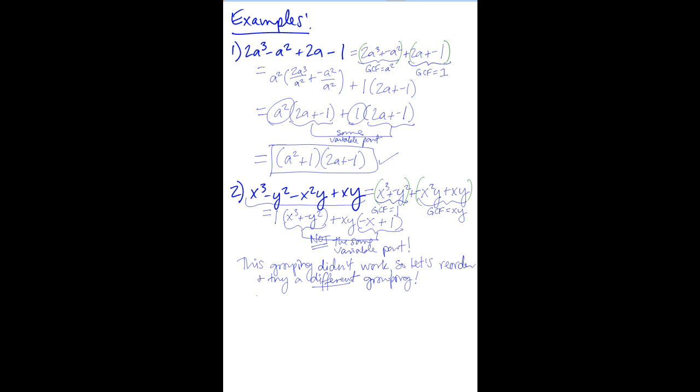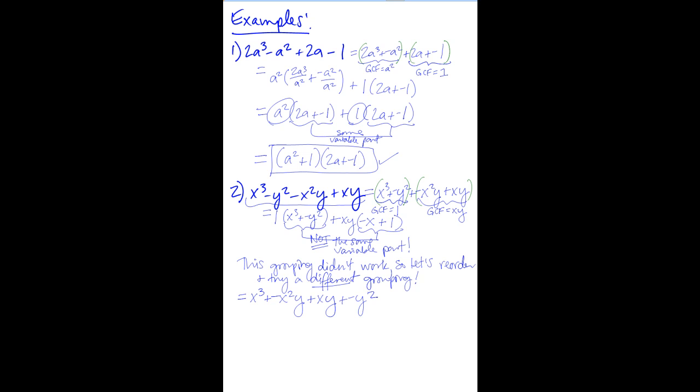Let's write it as x cubed plus negative x squared y plus xy plus negative y squared. That's a reasonable order too, because we've got everything with an x in it coming first. It's in order of the powers, the degrees of the x's. We've got x cubed in the first term, x squared in the next term, x in the next term, and no x in the final term. So that might be a good thing to try. So let's try that out.